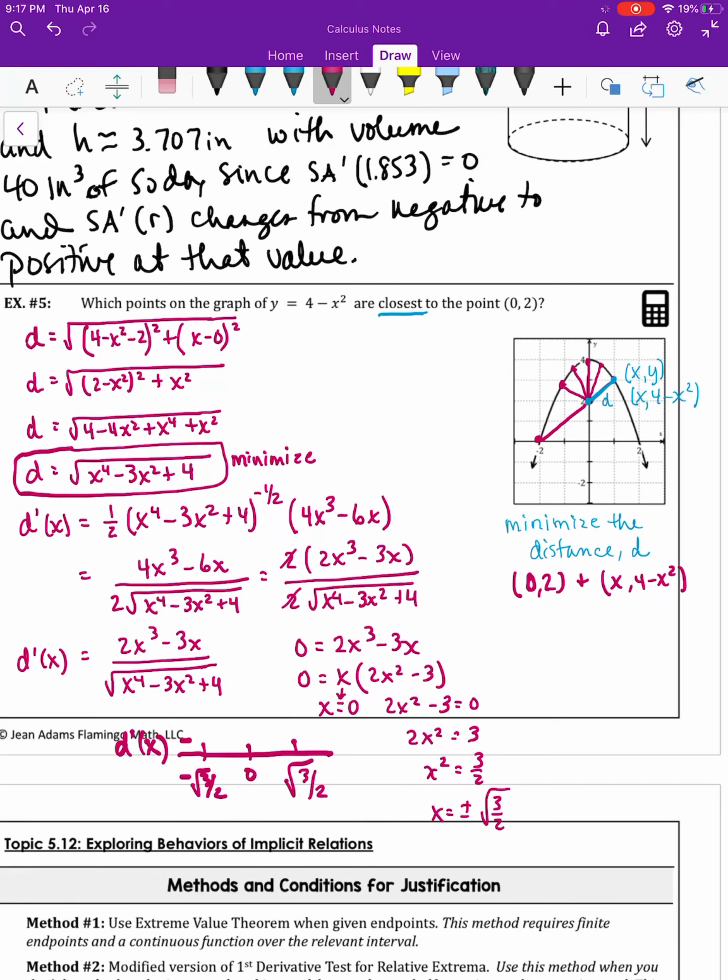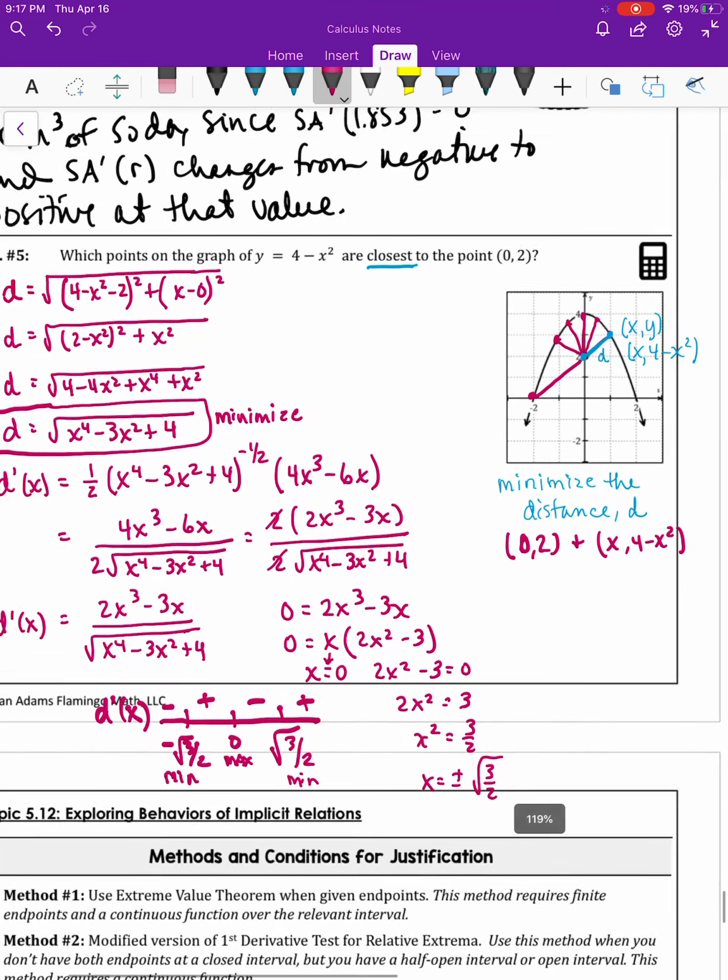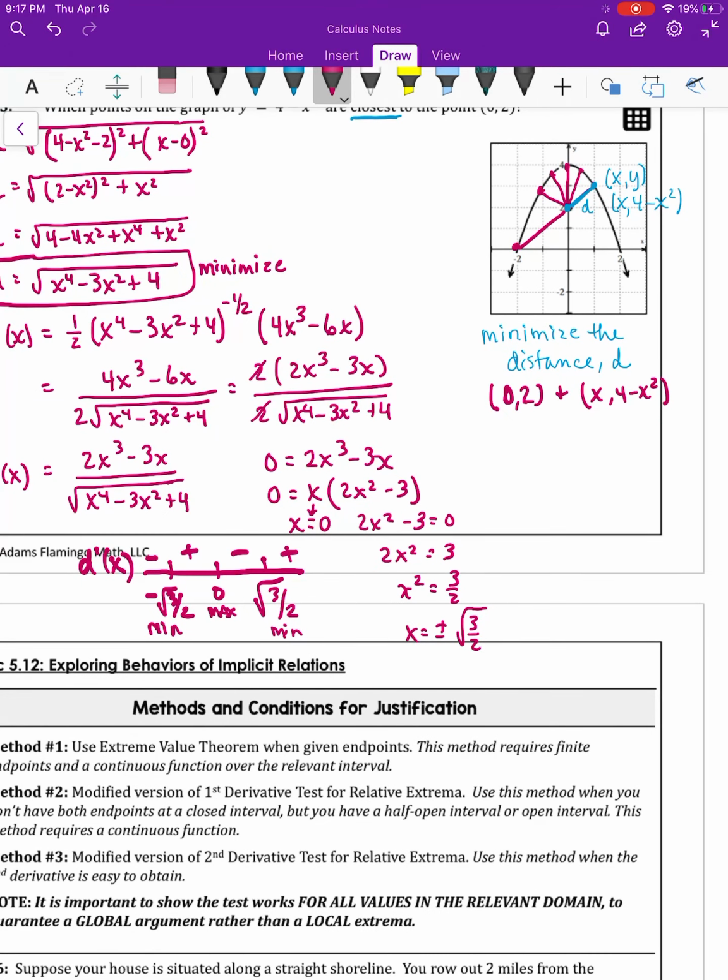And we would be looking at the sign of d prime of x. That's why I put that there. If I put a value less than negative square root of 3/2 into my derivative, I got a negative. If I put one that is between negative square root of 3/2 and 0, I get a positive value. If I put a number in between 0 and the square root of 3/2, I get a negative value. And if I put in a number that's greater than the square root of 3/2, I get a positive value. So you can see that we have a min here going from negative to positive by the first derivative test. We have a max here, and we have a min here.